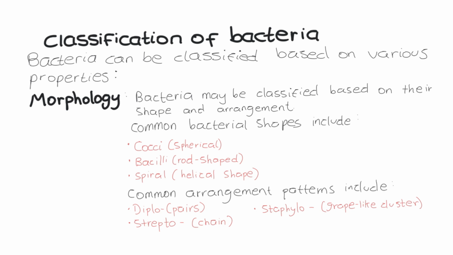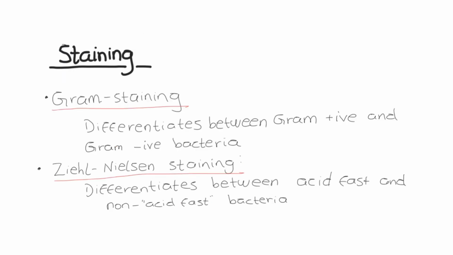And common arrangement patterns include diplo for pairs. So let's say that bacterial cells arrange themselves in pairs, then we'll classify them as diplo. Strepto for chain-like arrangements, and staphylo for grape-like clusters. Let's give an example. There is a species of bacteria called streptococci. Cocci means that the bacterial cells have a spherical shape, and strepto means that these spherical bacterial cells are arranged in a chain-like formation. So you can use this principle to extrapolate and classify other bacteria according to their morphology.